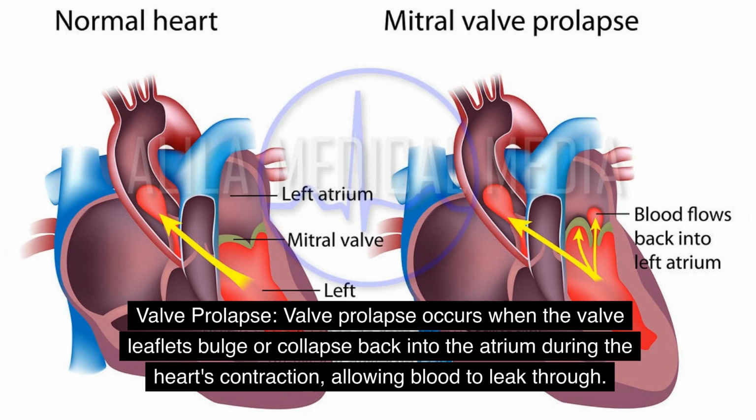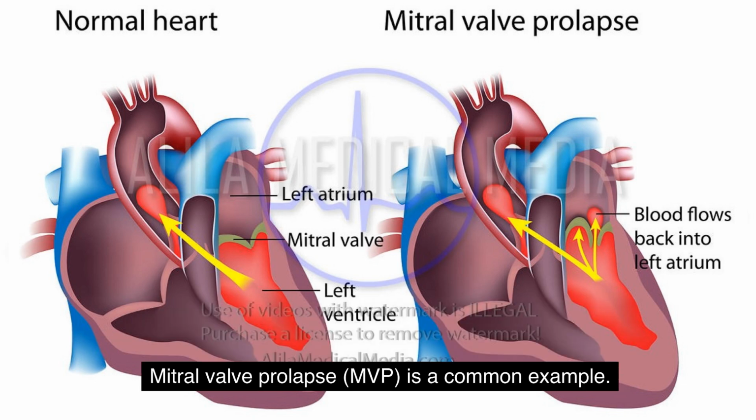Valve prolapse. Valve prolapse occurs when the valve leaflets bulge or collapse back into the atrium during the heart's contraction, allowing blood to leak through. Mitral valve prolapse, MVP, is a common example.